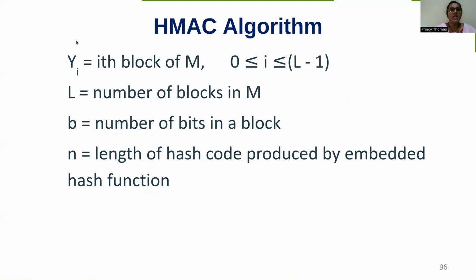The message itself is going to be divided into a number of blocks. Yi is the ith block of M, and there will be L such blocks, ranging from 0 to L minus 1. L is the number of blocks in the message. B is the number of bits in each block. N is the length of the output hash code.